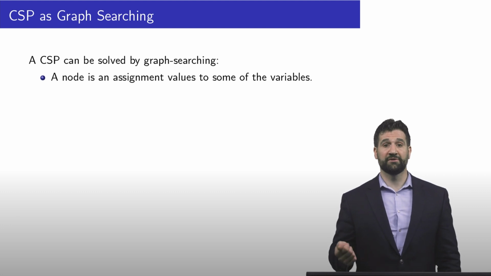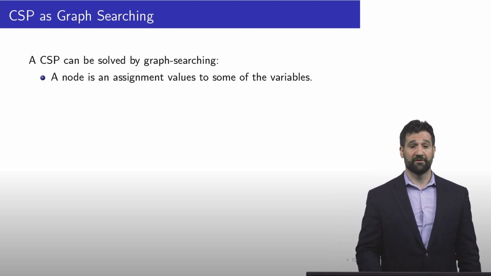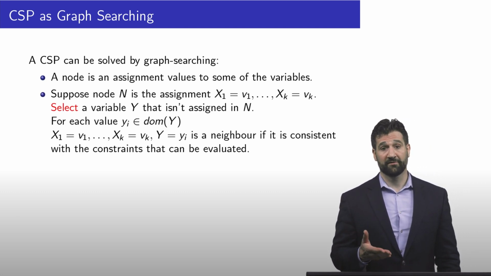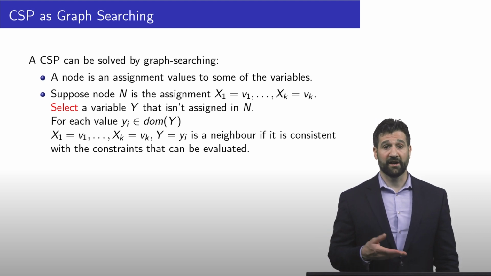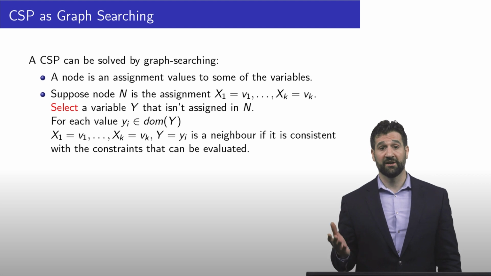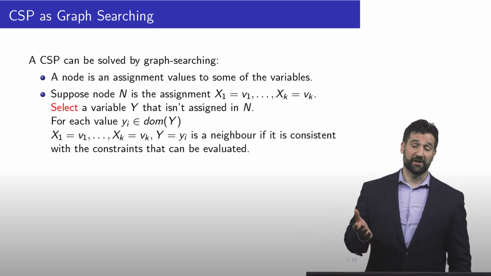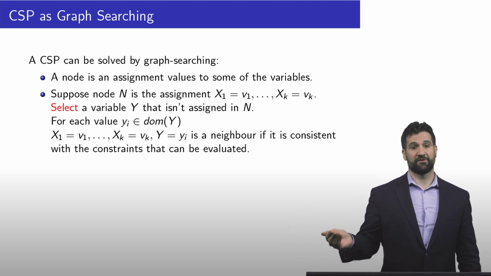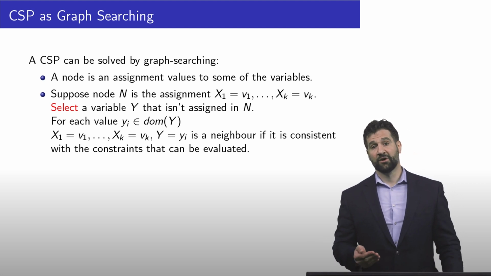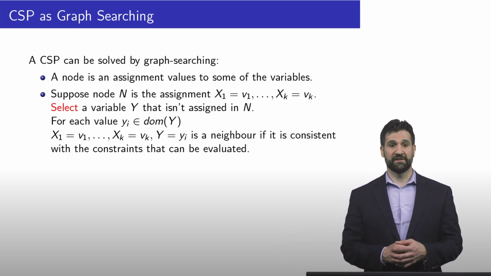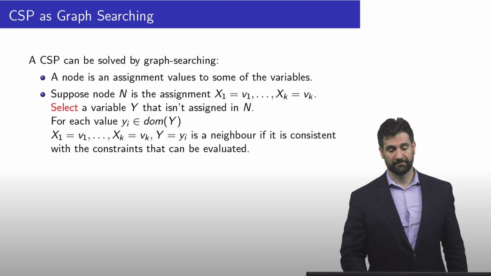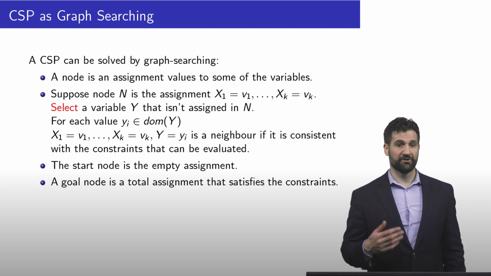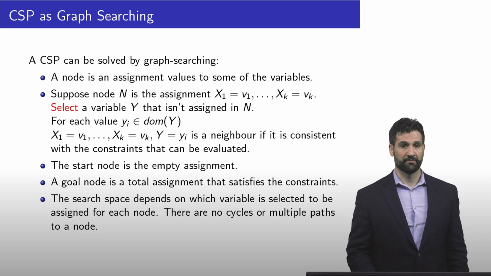A node is an assignment of values to some of the variables. And suppose node n is an assignment for variables, let's say x1 through xk, each having values v1 through vk. Then as we move through the search, we're going to select a variable y that isn't assigned. And then for each domain value that y can have, we're going to tack that on to the end of the assignment and check for consistency. So of course, we start with the empty assignment, and the goal node is a total assignment that satisfies all constraints.